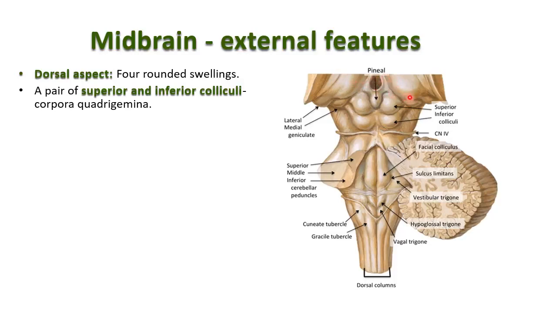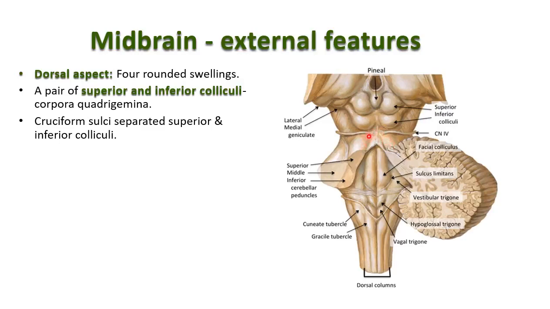The posterior expanded part of the thalamus, which you are able to see here, is called the pulvinar of the thalamus. Now these four colliculi are separated by the cruciform sulcus, which has a vertical part and a transverse part. And below, you are able to see the superior cerebellar peduncles.